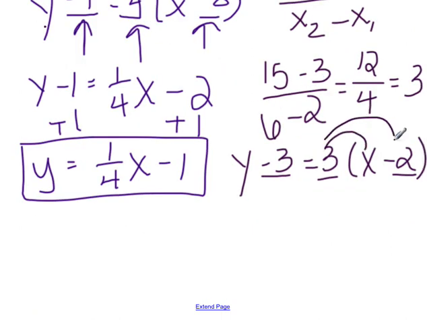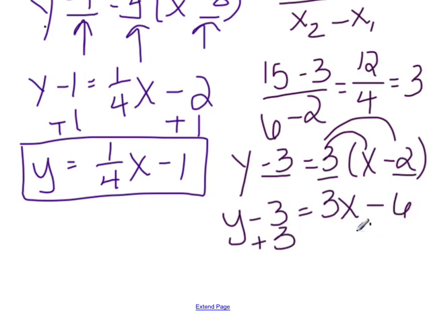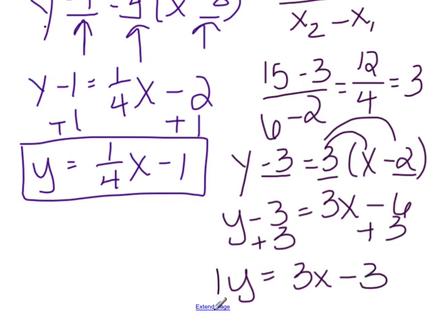So now I'm going to go ahead and distribute. So I have y minus 3 is equal to 3 times x, which is 3x, and 3 times negative 2, which is negative 6. So now I'm going to go ahead and add 3 to both sides, and I get y is equal to 3x, and then negative 6 plus 3 is going to give me negative 3.